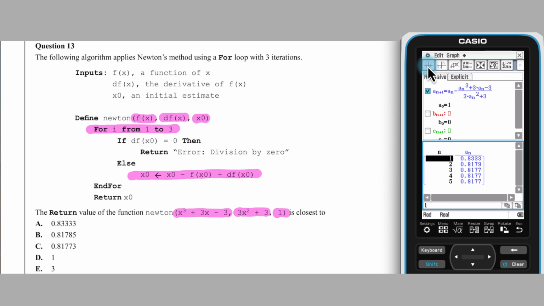From this output, it looks like the answer is C, but to check that 5th decimal place, tap on the output of interest, and it will be expressed to 15 decimal places at the bottom of ClassPad's screen, so the answer definitely is C.